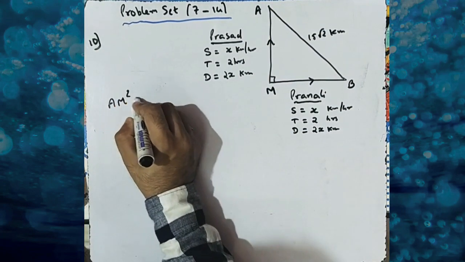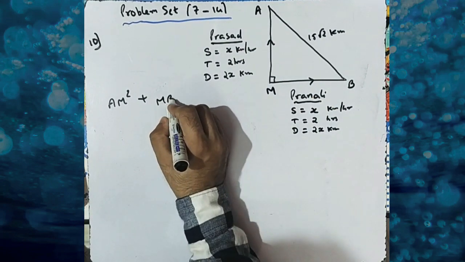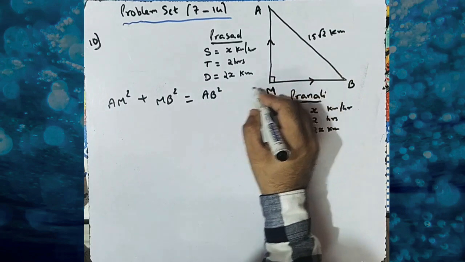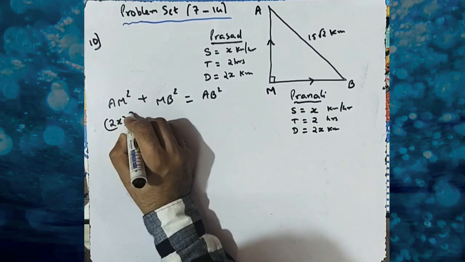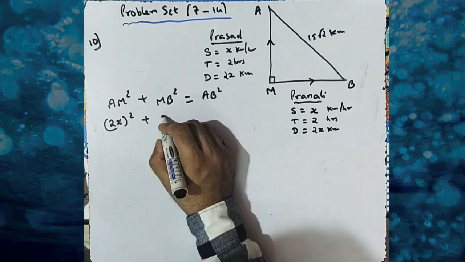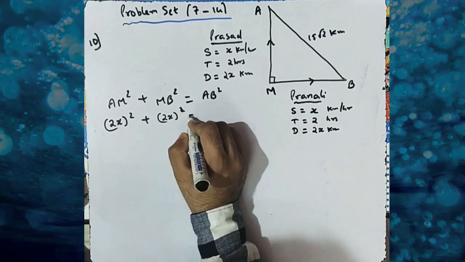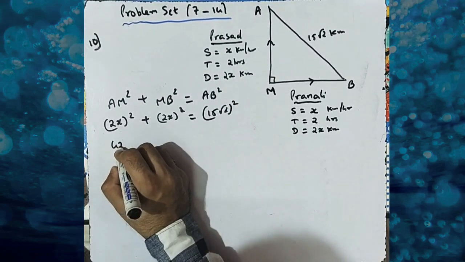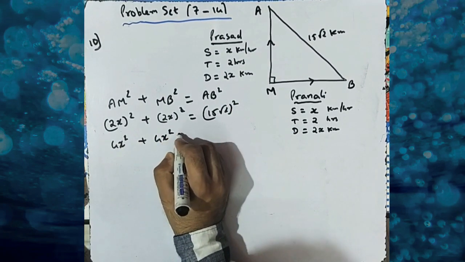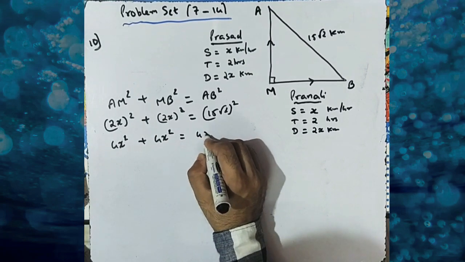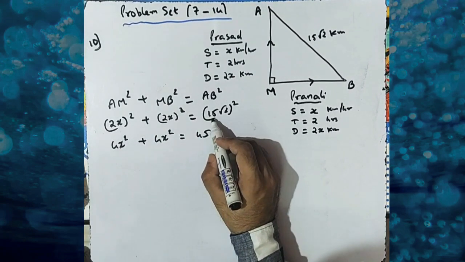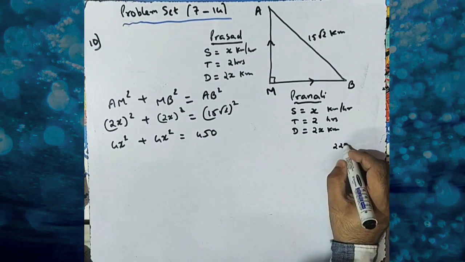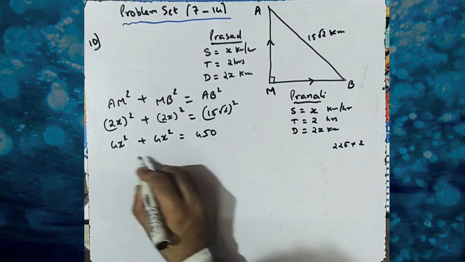AM square plus MB square is equal to AB square. In the place of AM will come 2x the whole square. In the place of MB will also come 2x the whole square is equal to 15 root 2 the whole square. 4x square plus 4x square is equal to 450. How 450? 15 square is 225, root 2 square is 2. 225 into 2 will give you 450.